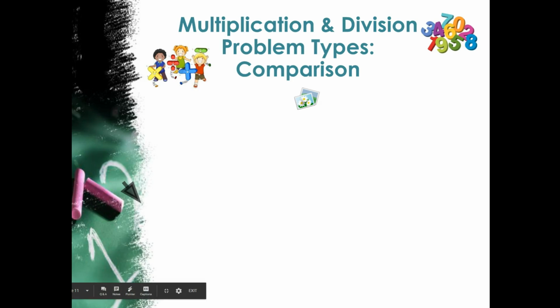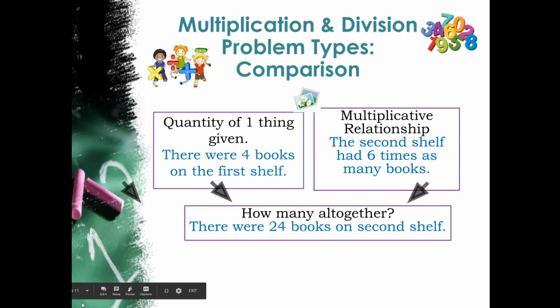The final multiplication problem type involves multiplicative comparison. As with additive comparison, a smaller and larger quantity are being compared. However, with multiplicative comparison, the 2 quantities are compared by considering the multiplicative relationship of how many times bigger the larger quantity is than the smaller quantity. Here's an example. There were 4 books on the first shelf. The second shelf had 6 times as many books. There were 24 books on the second shelf.